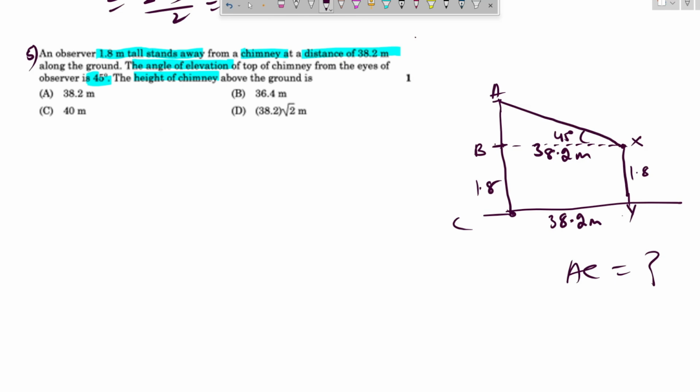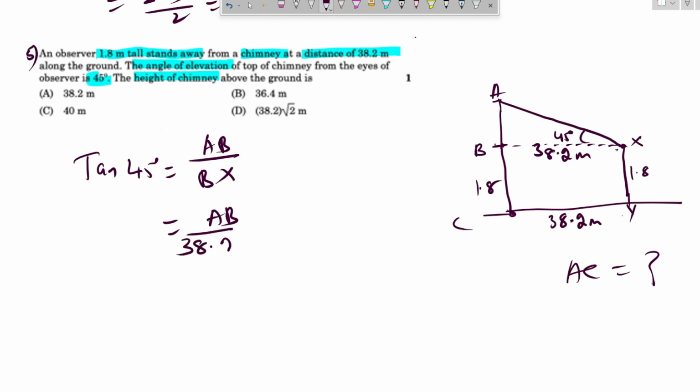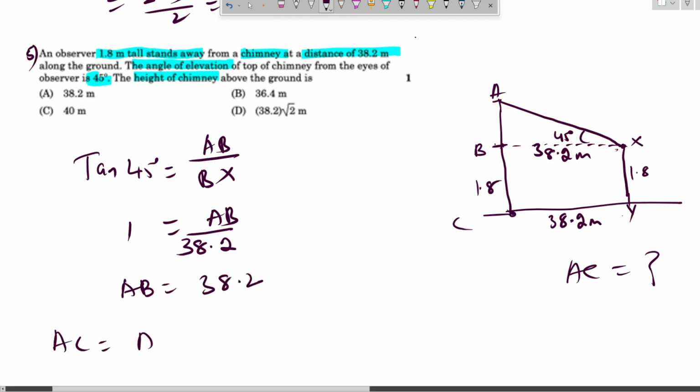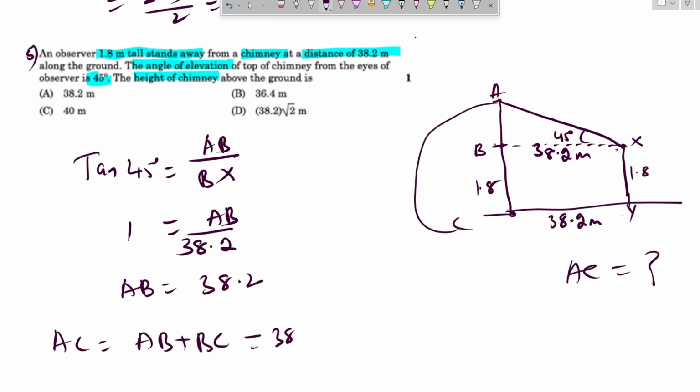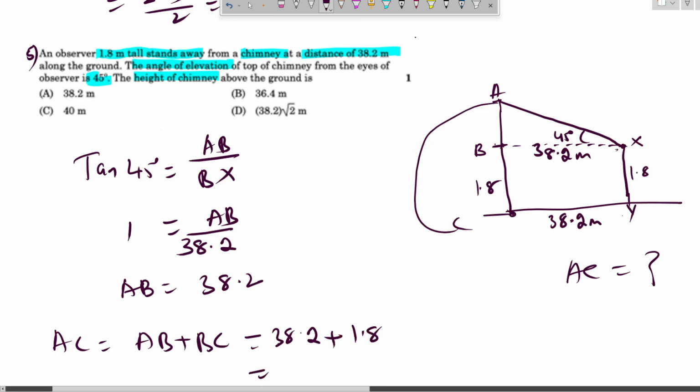Now if you take tan 45 degree, which will be equal to AB by BX. AB you don't know, BX you know, that is 38.2 meter. Tan 45 degree is 1. That is how you got AB value as 38.2 meter. Now AC is equal to AB plus BC. You can see here. Therefore 38.2 plus 1.8, it will be equal to 40 meter. So option C is correct.